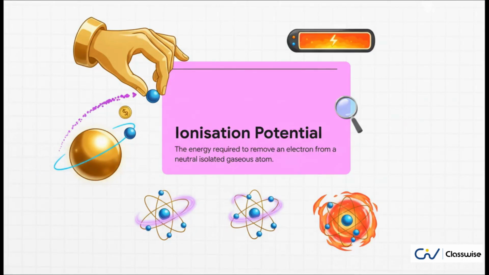Last big trend for today, ionization potential. This sounds complicated, but it's not. If metallic character is about how willing an atom is to lose an electron, ionization potential is the price you have to pay to take it. It's the amount of energy it costs to literally pull one electron away.